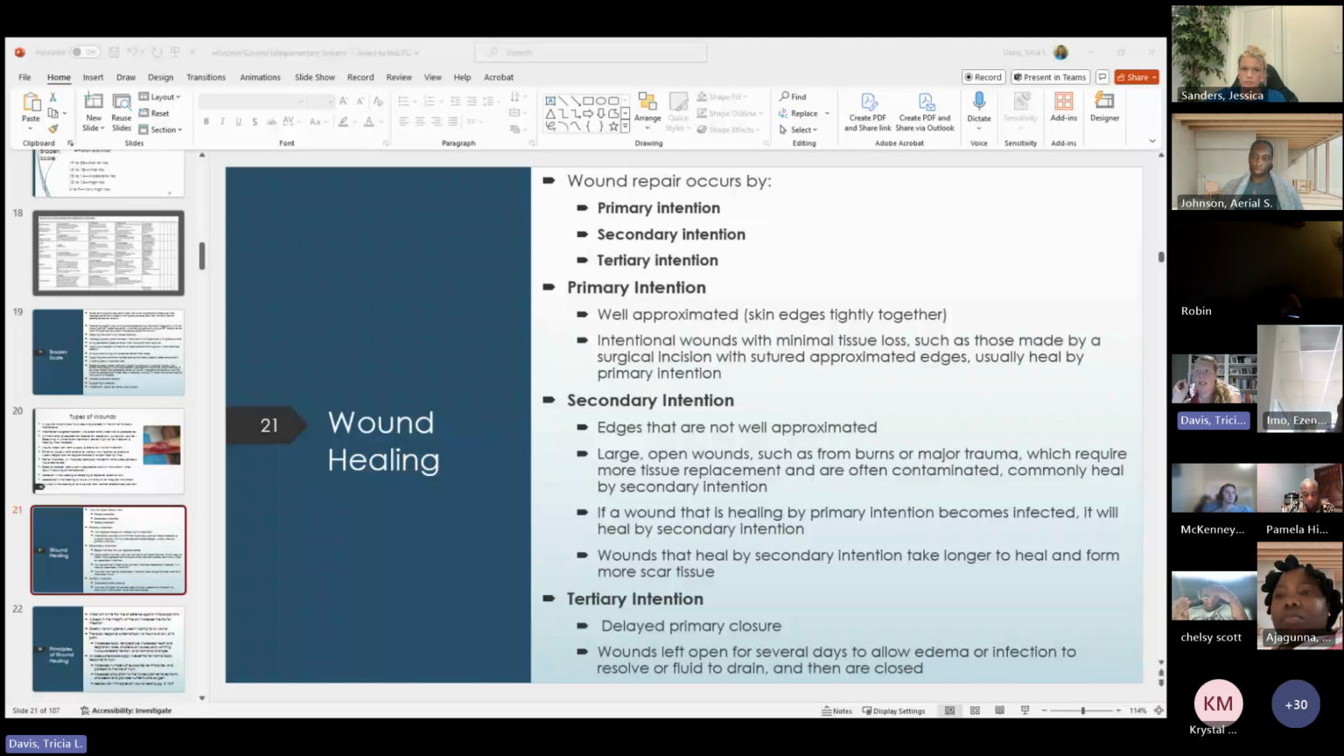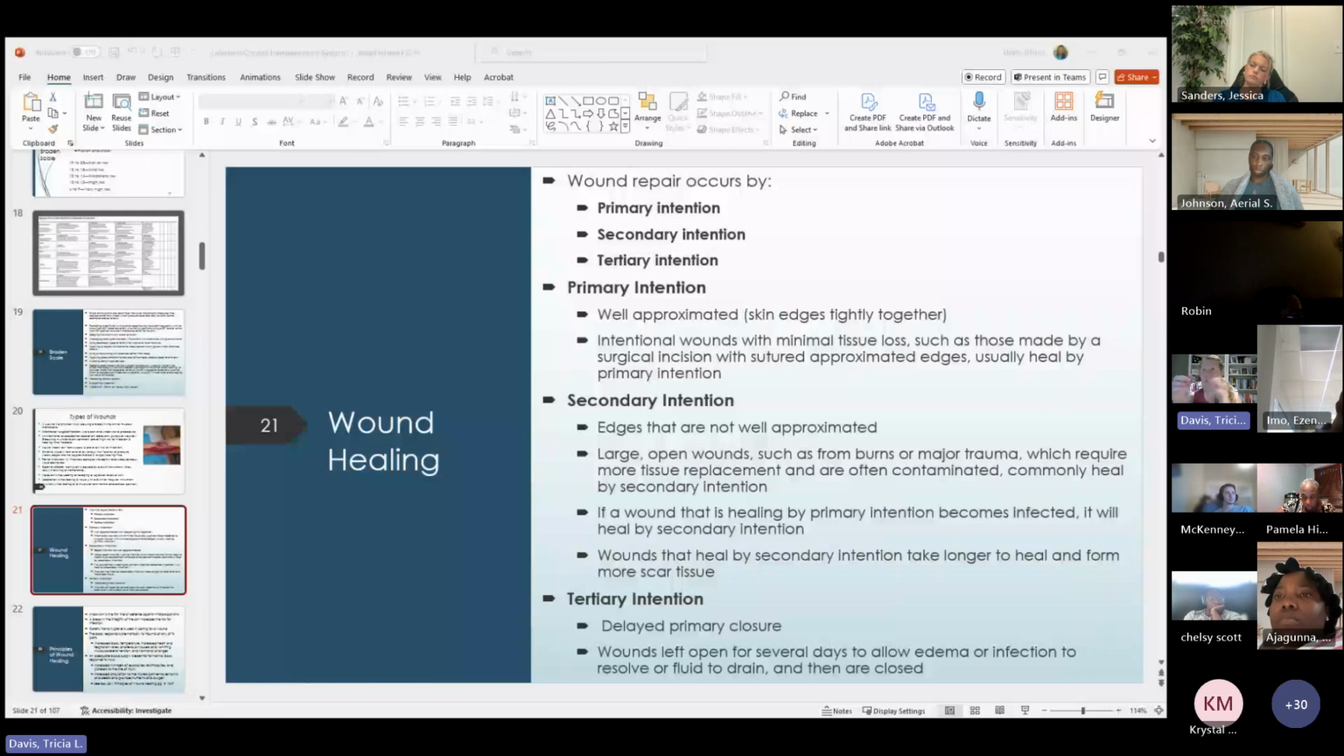So if I give you an example of a particular wound, you want to be able to tell what this wound would look like, okay? Depending on how it was healing. So if we think about primary intention, this is where the wound is well approximated. So that means that the edges of the skin are held pretty tightly together, okay?